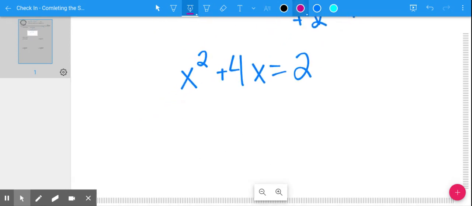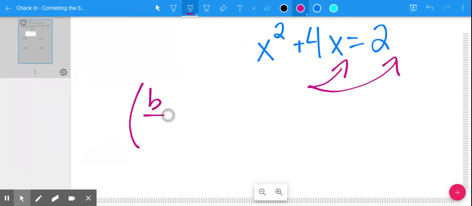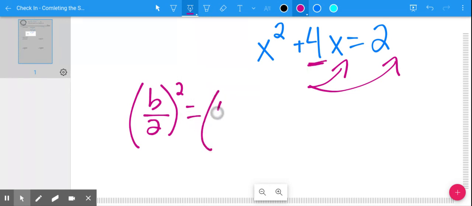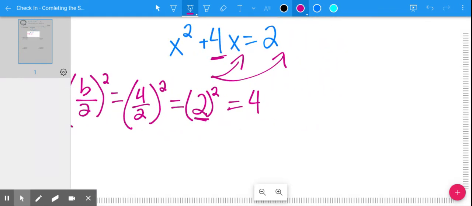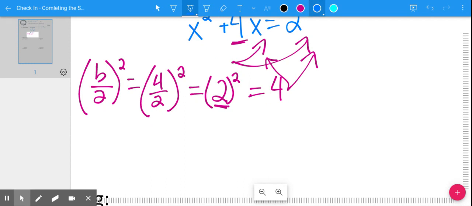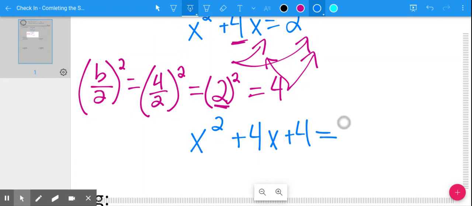Now is when we have to add in our new c value so we can add it to both sides. So to do that, we're going to have our b over 2 squared equation. Our b value is 4, so we're going to have 4 divided by 2 squared. 4 divided by 2 gives me 2 squared. Remember that 2 is going to be that special number that we're going to need. And then 2 squared gives me 4. So that's going to be our new c value, and we're going to add it to both sides of my equation. So I'm going to have x squared plus 4x plus 4 is equal to 2 plus 4.